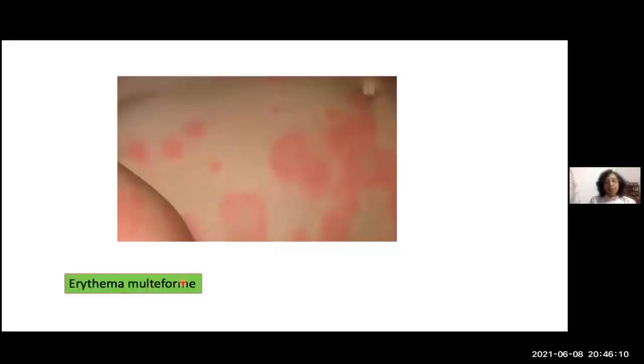So this is erythema multiforme caused by mycoplasma infection. Erythema multiforme can be caused by herpes simplex virus as well as mycoplasma. Mycoplasma is what is more commonly seen. So it's interesting to know, right? This is Caucasian skin. It's not very well seen in Asian skins, but it's good to know that erythema multiforme can present in mycoplasma infections.